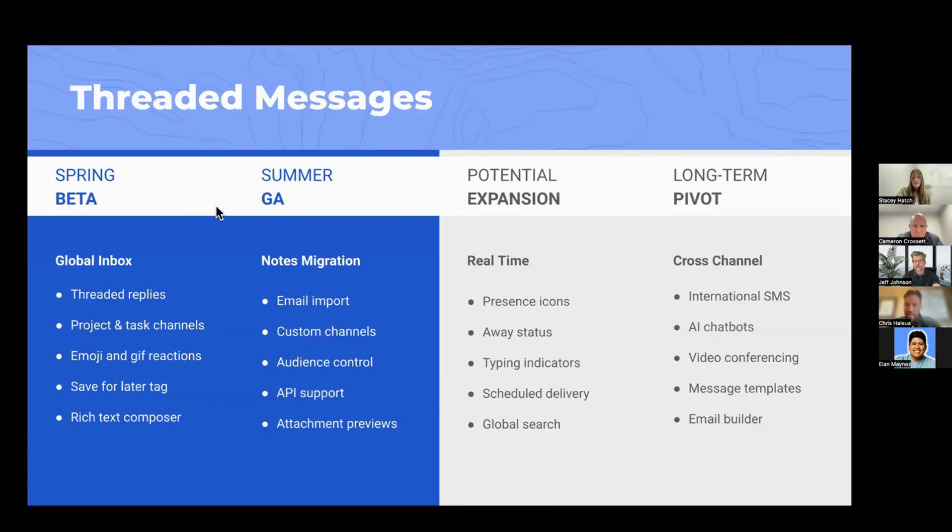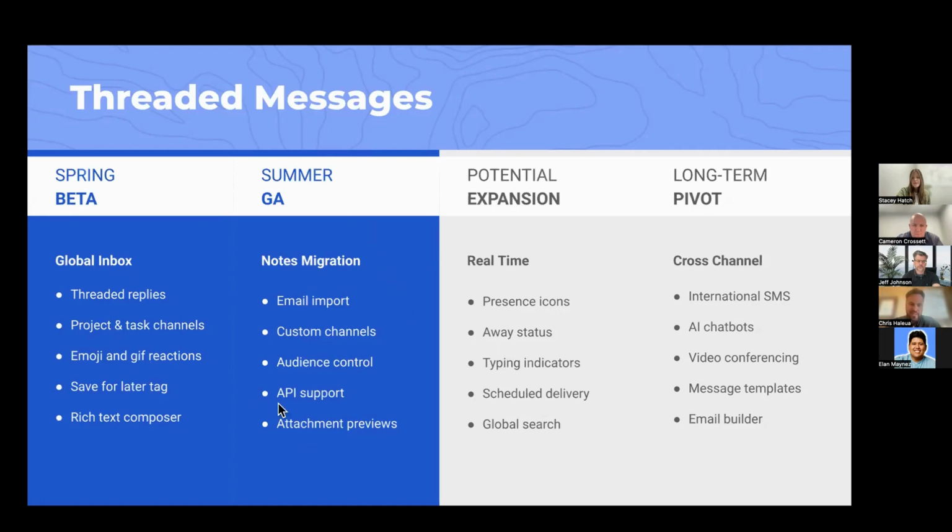So if you're wondering, when does everything come? This is the quick summary. This spring beta will have threaded replies, default channels, emoji and GIF reactions, that save for later tag, and all that rich text that you saw. But the things that you've come to love about notes won't follow until later in the summer, where we'll allow the email replies to be imported as messages, the email attachments to be imported as attachments, and custom channels where you can have audience control of whether it's public or private. And then, of course, API support if you ever wanted to feed messages to other systems like Slack or Teams or email in your own way.